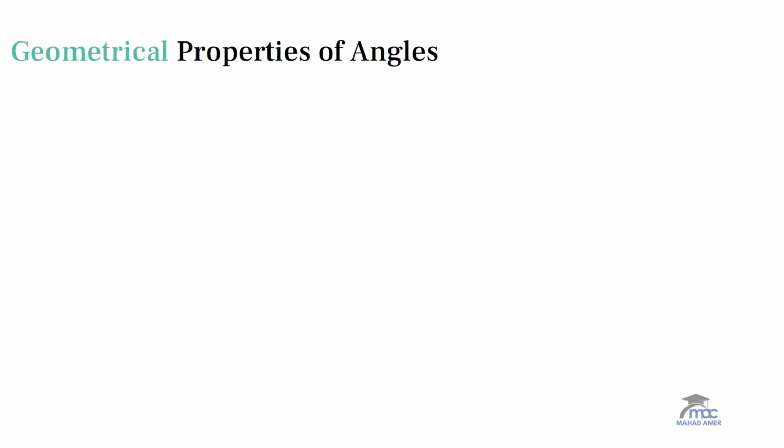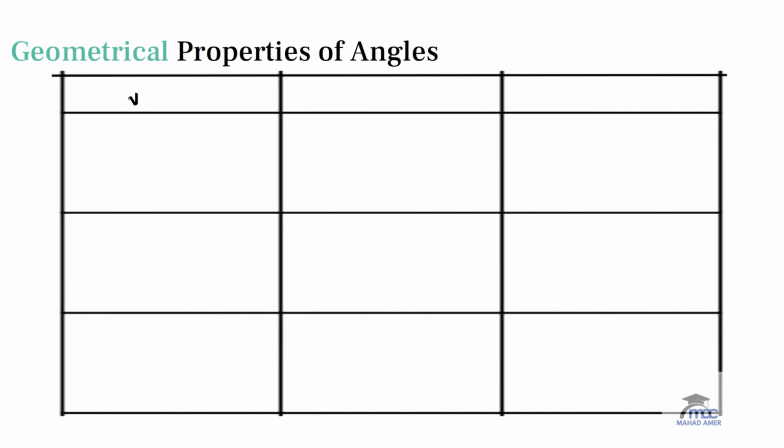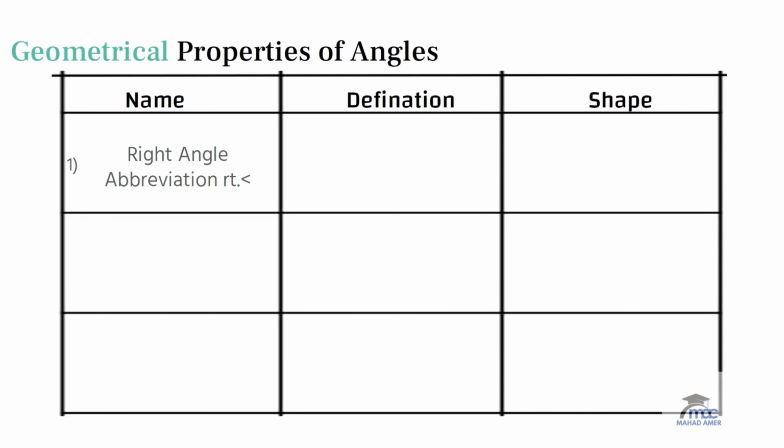Hello. So today we'll be discussing the geometrical properties of angles. First, we have a right angle. A right angle is an angle that is exactly 90 degrees.